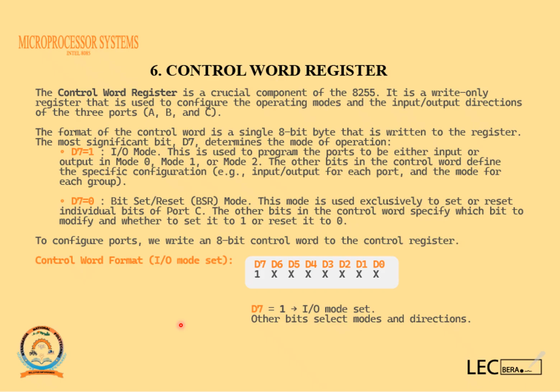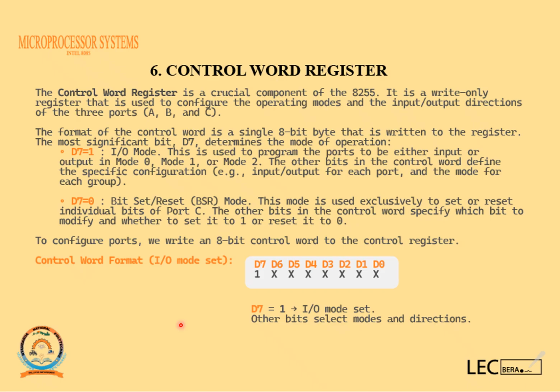So if we are setting D7 to be 1, then input-output mode. This is used to program the ports to be either input or output in mode 0, mode 1, or mode 2. The other bits in the control word define the specific configuration, e.g. input/output for each port and the mode for each group.